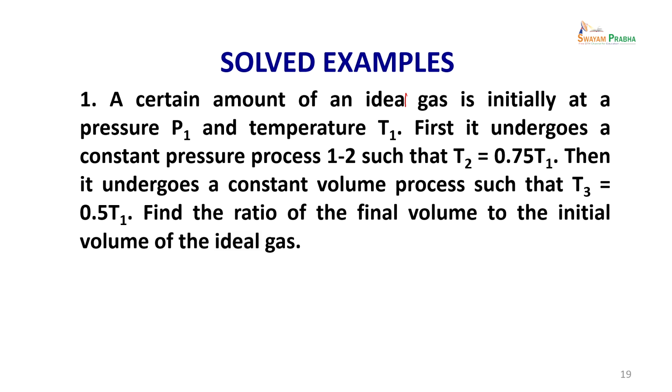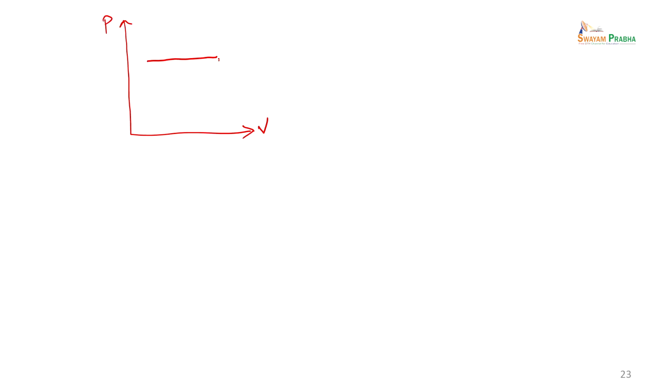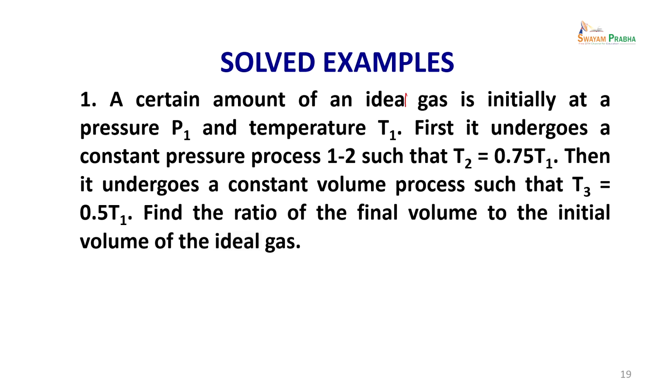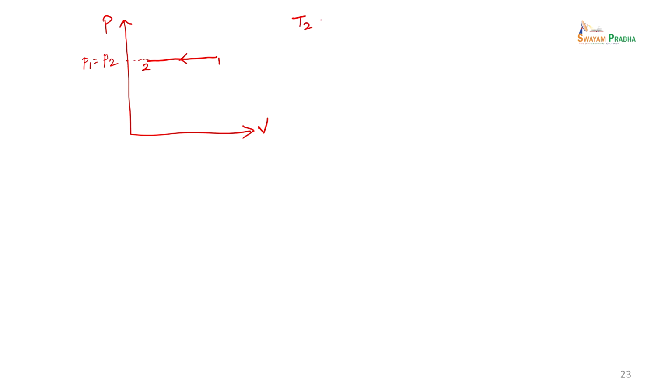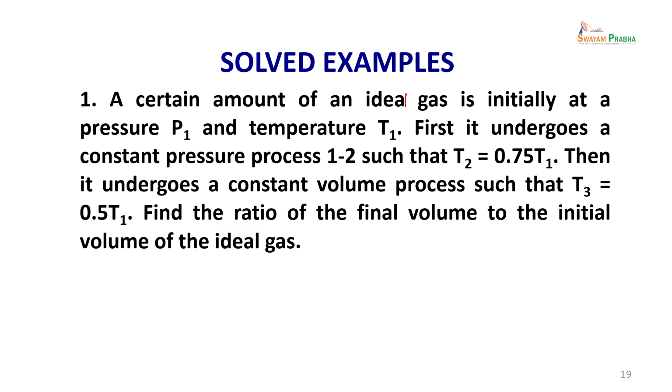First, it undergoes a constant pressure process 1 to 2. So, this is 1, the initial state, and the final state is 2, a constant pressure process. If you extend this line, P1 is equal to P2. If you see the problem, the temperature at state point 2 is equal to 0.75 times T1.